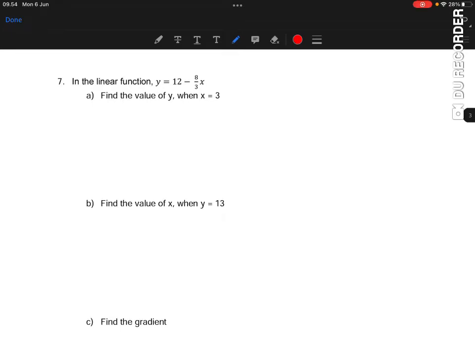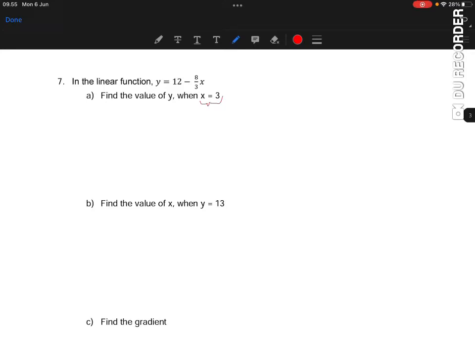In the linear function y equals 12 minus 8 over 3x, find the value of y when x equals 3. So guys, if you have this kind of question, you only need to substitute the number for x here. It depends on the question. Here, the question gives you the information about x, the value of x here is equal to 3.